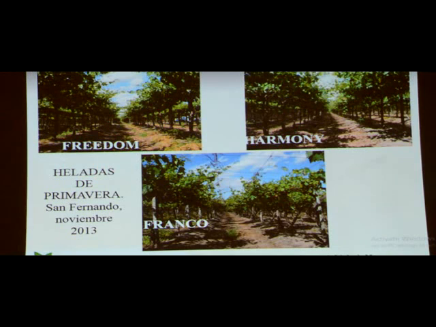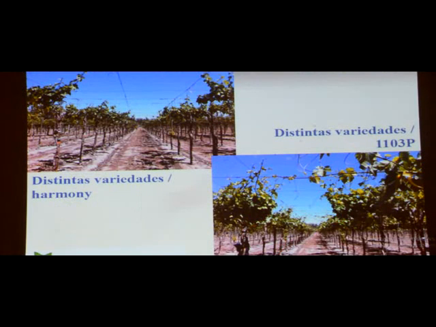But here in San Fernando, very south, we didn't have any frost in the autumn, and Harmony was perfect, regular. So it's a fact that Paulsen every year starts the spring very good.